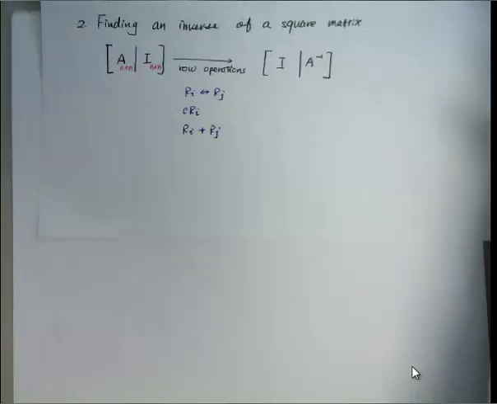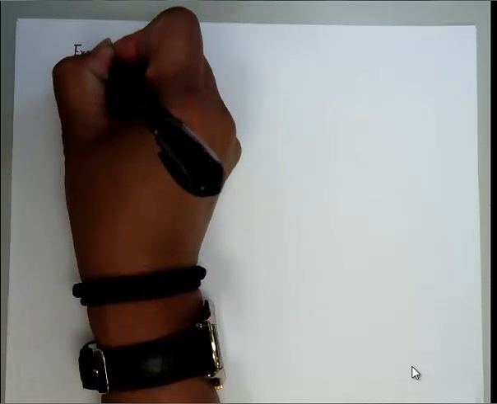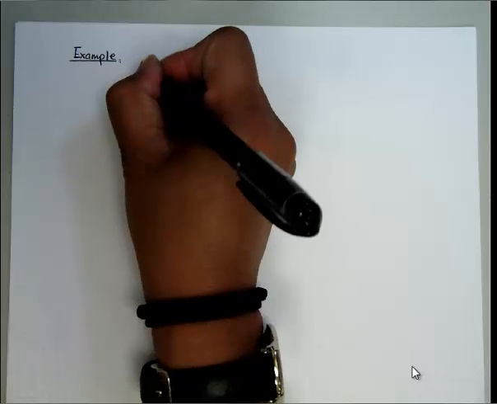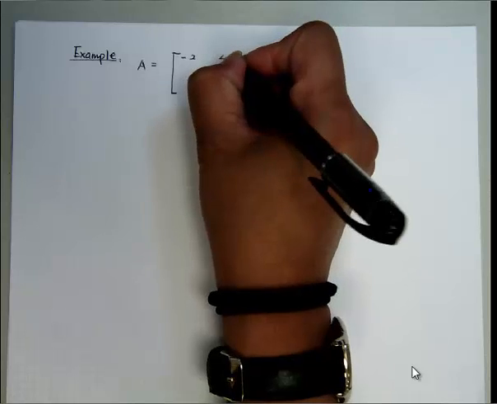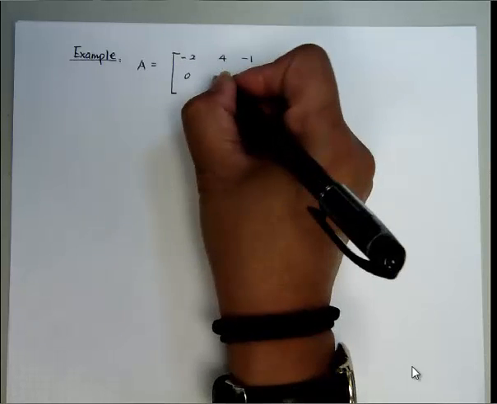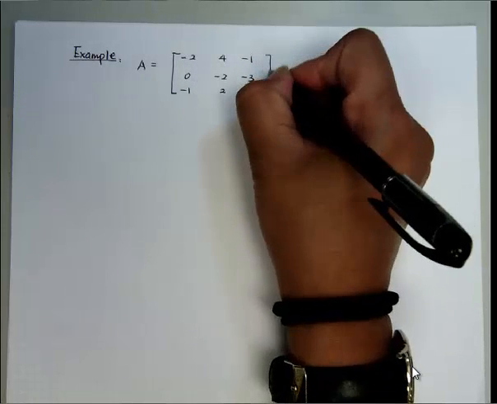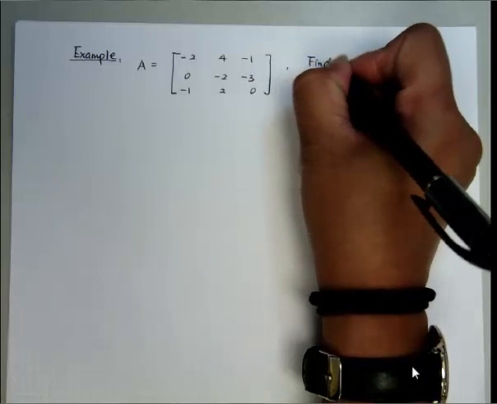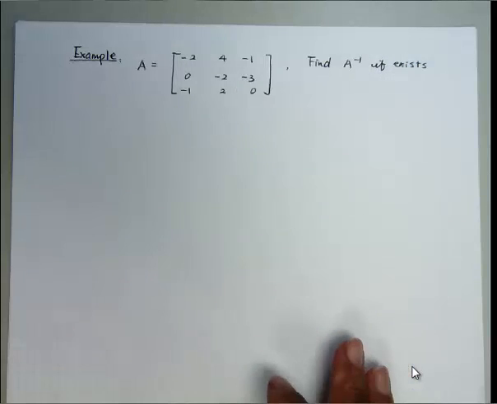Now let's take a look at an example of how to find the inverse of a square matrix, and then how to check if this is the inverse we are looking for or not. You are given a square matrix. Let's work on a 3 by 3 matrix: -2, 4, -1, 0, -2, -3, -1, 2, 0. We are going to find A inverse if it exists. Remember, not all square matrices have an inverse.